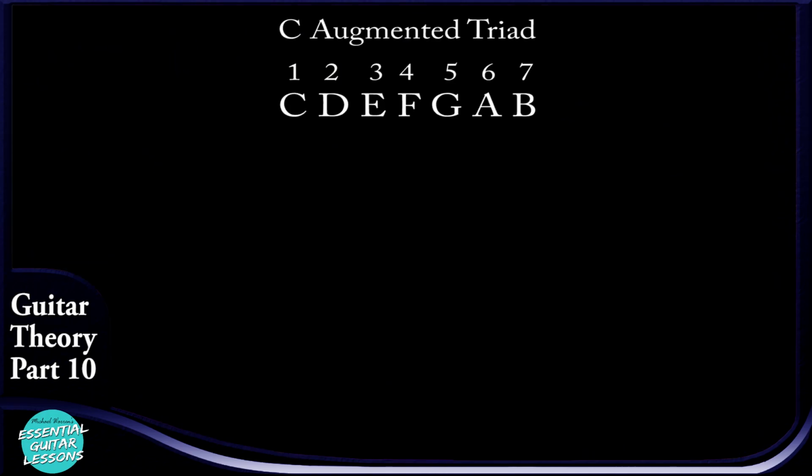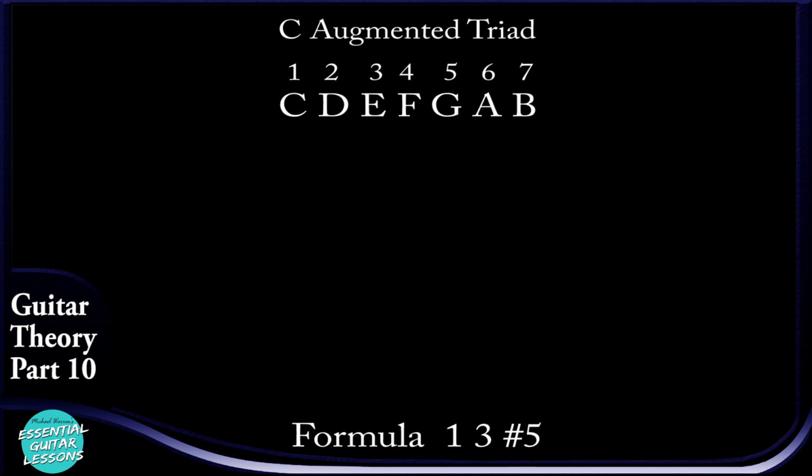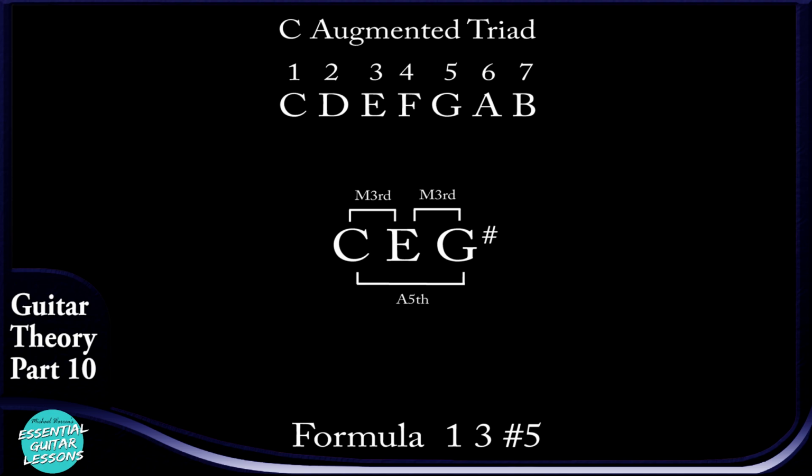And the last one is our augmented triad. So let's do that one. Let's start with the C augmented triad. So bring up your C major scale as usual. This time the formula will be 1, 3, sharp 5. So the 1 is C, the 3 is E, we take the G and we just raise that by a semitone, so it's G sharp there. So that's our C augmented triad. This time the intervals from C to E is a major third, from E to G sharp is a major third, and from C to G sharp is an augmented fifth.